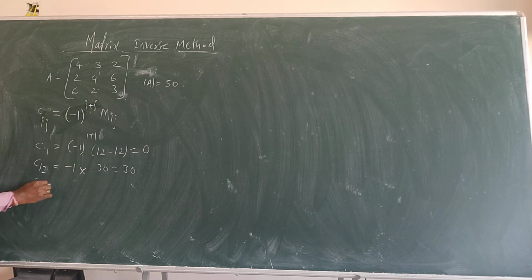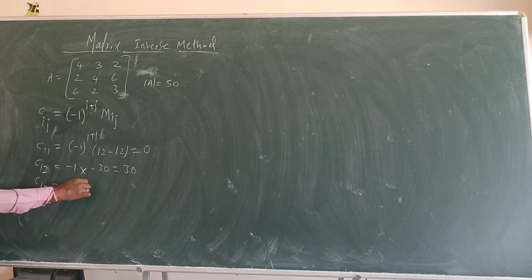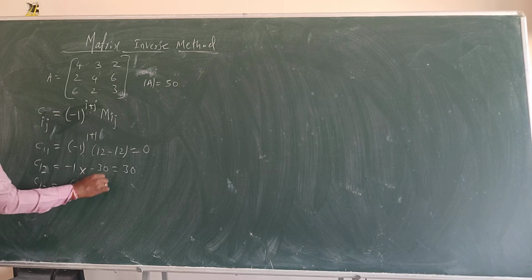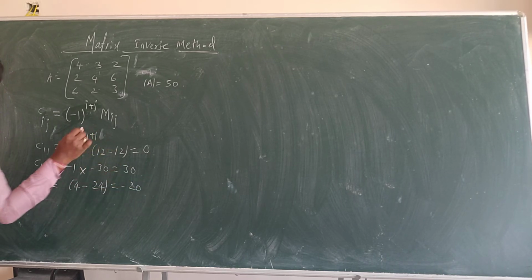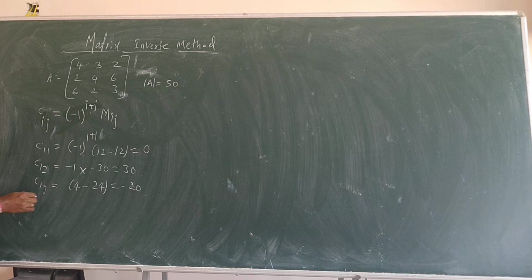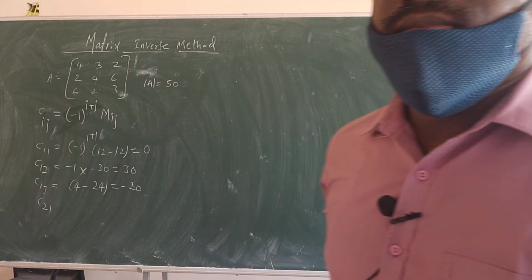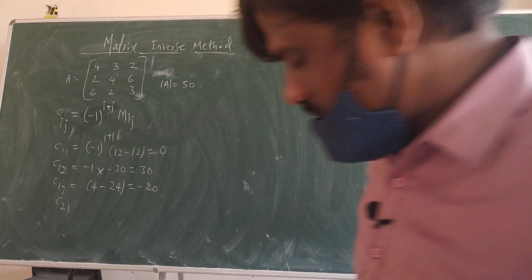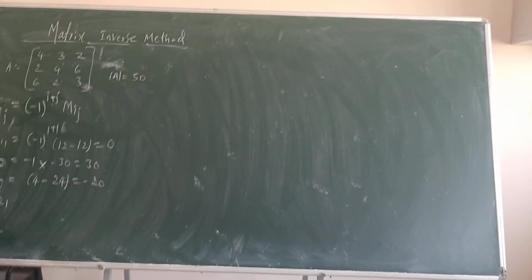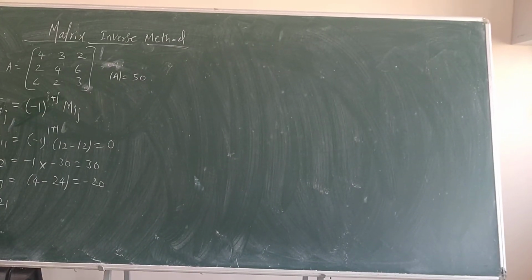Right, C13. C13, tell fast. C13 positive, 4 minus 24, that is equal to minus 20. C13 over. Next, C21. C21, tell fast.